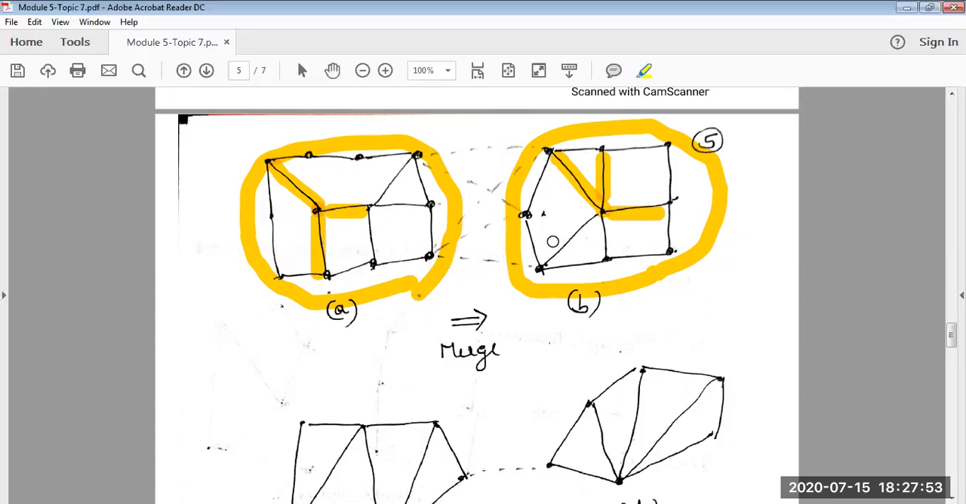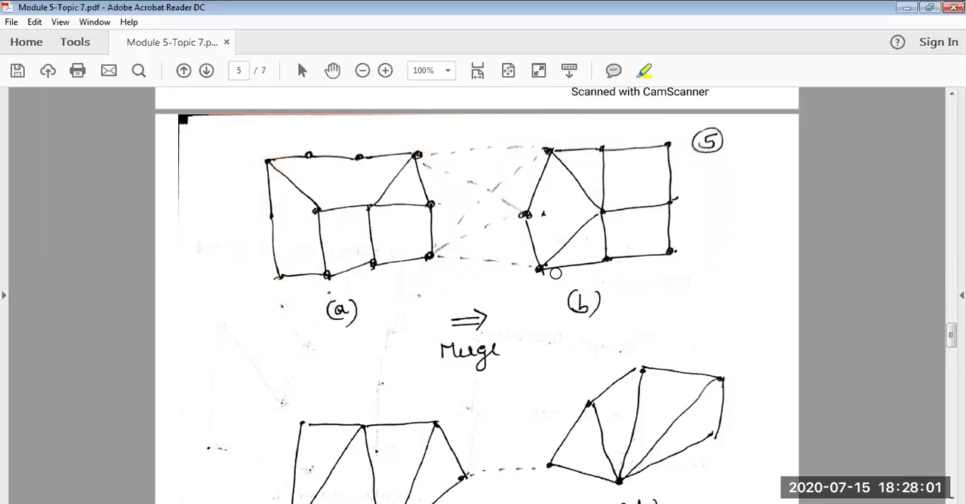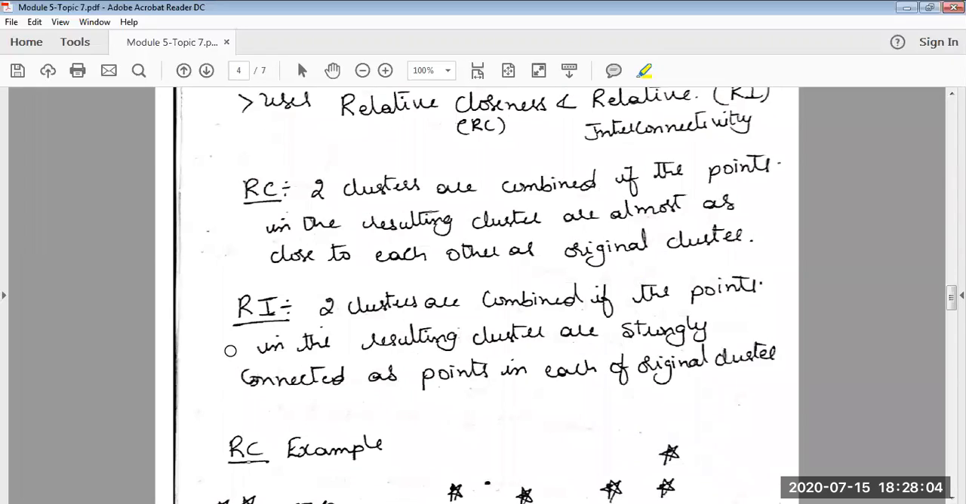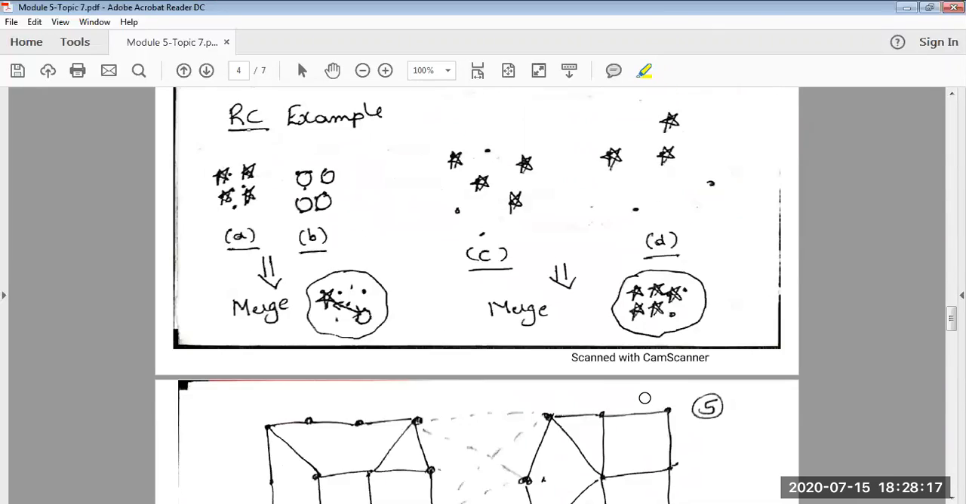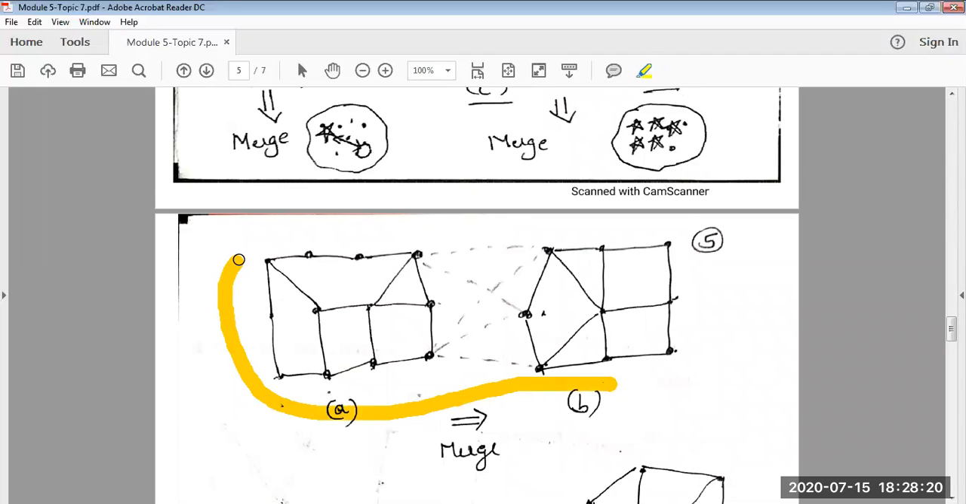Now, after completing the merger, can this property be retained? That is the big question. And the answer to this question is found in RI, relative interconnectivity. So what does relative interconnectivity depend on? You are combining two clusters and the resulting cluster is as strongly connected as the original cluster. Okay. So now I will combine these two clusters A and B. After doing the combination, can I have the same connectivity that was there in the original cluster? That's the question. And the answer to this question is yes.